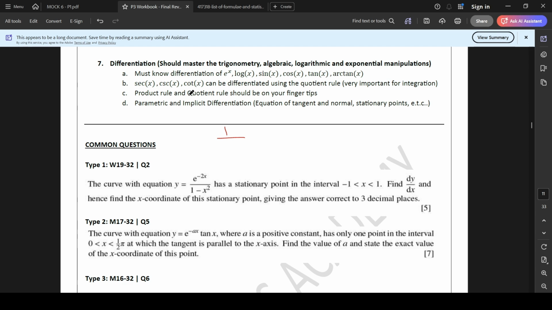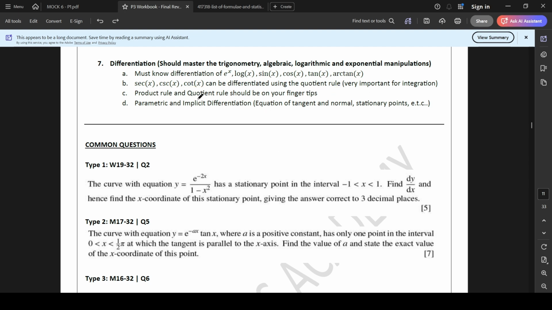Now this becomes very important. If you know how to differentiate this, you will see a lot of questions in your past papers that also ask you to then integrate it and get the answer in the form of sec x, cosec x, and cot x. So it's a really good thing that you practice beforehand how to differentiate these with the help of the quotient rule.